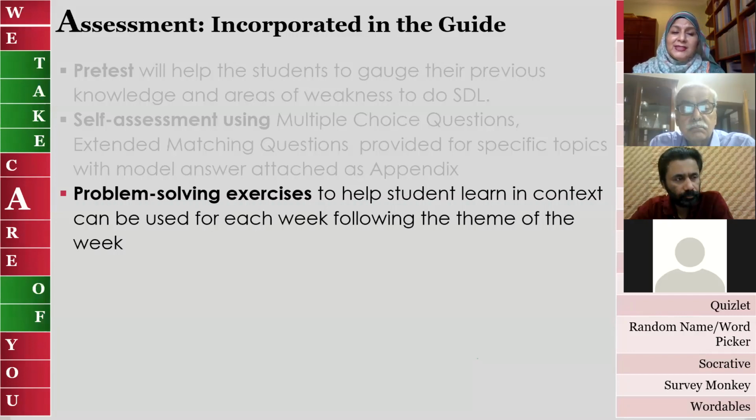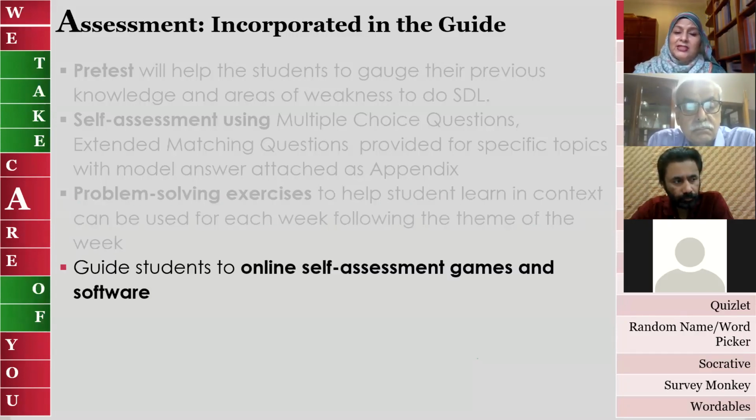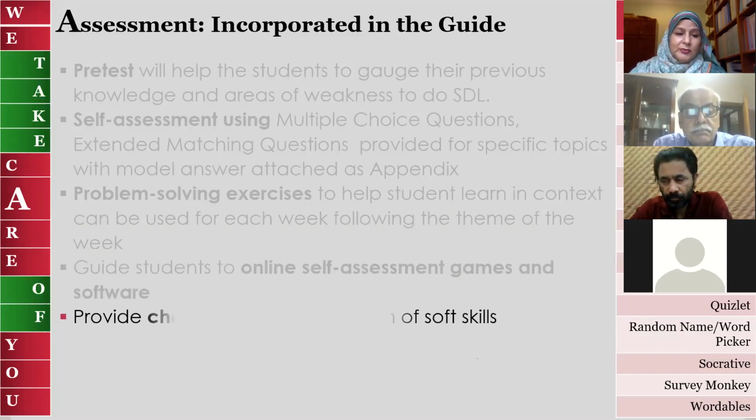Problem solving exercises can be included in the guide to help students learn in context, and can be used each week following the theme of the week. Online assessment games and software are quite popular nowadays, and there is a list of games which I provided on the right side of the column. You can use any one of them, but make sure that we are not going too much for the games and software. As much as it is fun, too much fun in the class practically lowers the learning capacity of the students.